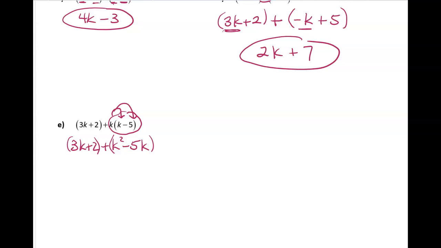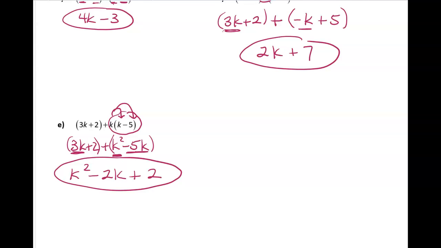All right, so now I'm going to take my terms and look for like terms. We have only one term that has the variable squared in it, so I'm going to write that at the start. So we'll start with the highest power of k, and then we have 3k and negative 5k are negative 2k, and then finally we just have that plus 2, so k squared minus 2k plus 2. All very different. We just have to pay attention to the operations. That's it for this review.